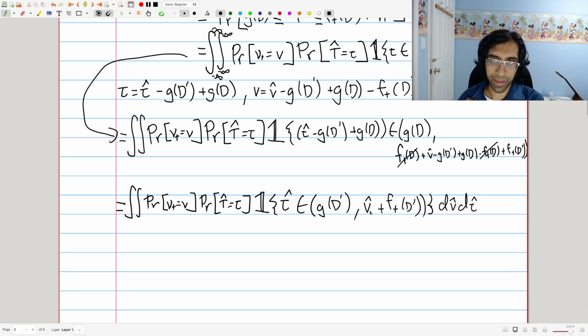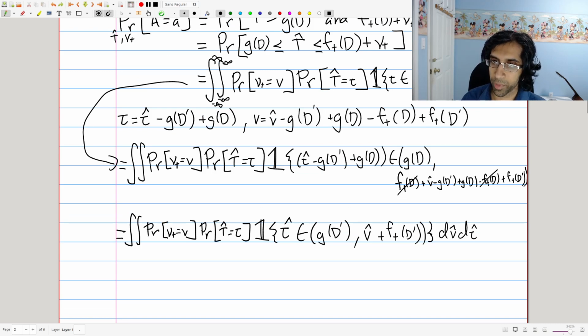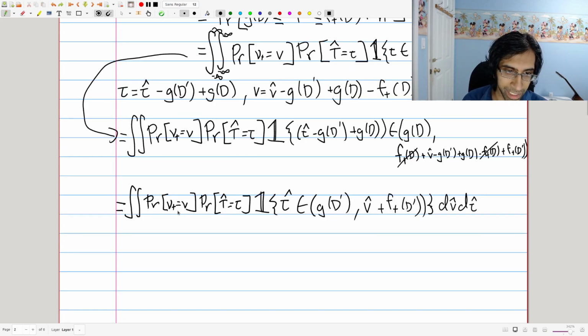So now let's take a look at what we have here. This term right here is very similar to what we had beforehand, before we did the substitution, except the only difference is that we switched from d to d prime, which is great. The only thing that we have to change now is the integration here, changing from v to these new variables.